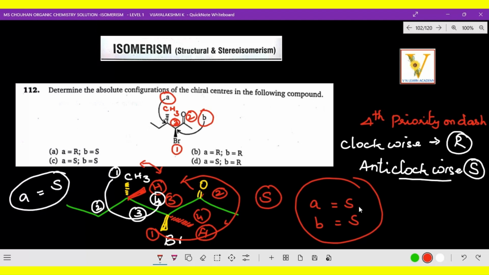So which is the correct option? A, R and B, S will not be the correct option. A, R and B, R also will not be the correct option. A, S and B, S, that is option C, is the correct option, and D, S and R, no. So the correct option is A, S and B, S, both S, S configuration. Hope you got a clear idea of the CIP rule. The CIP rule is given to identify RS configuration. Come on, let us go to the next question.